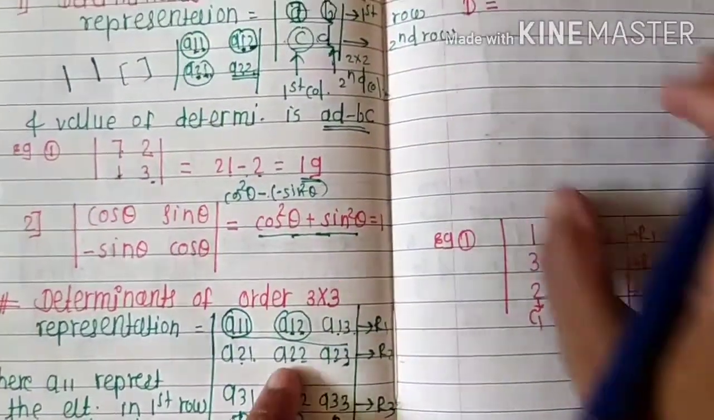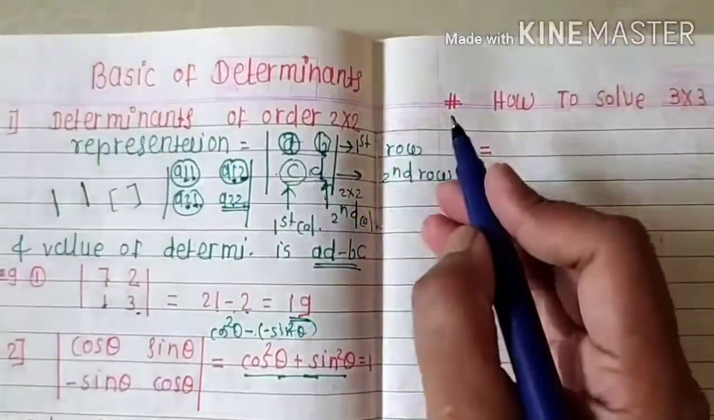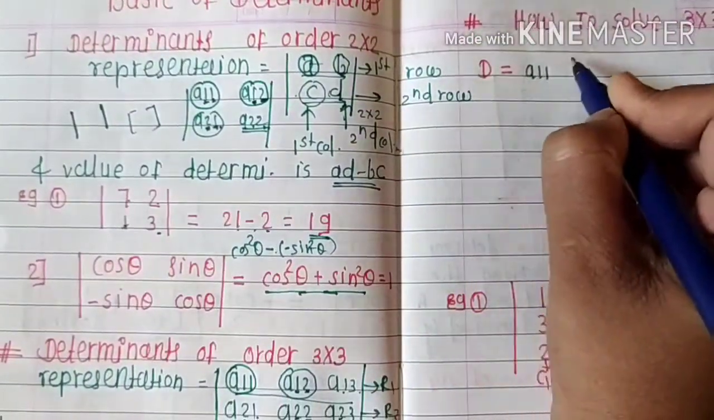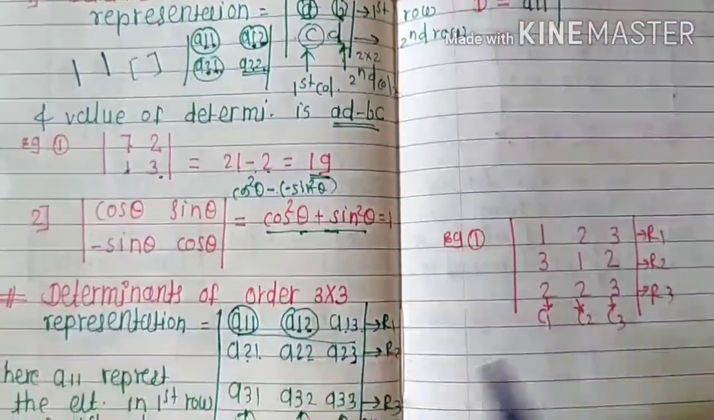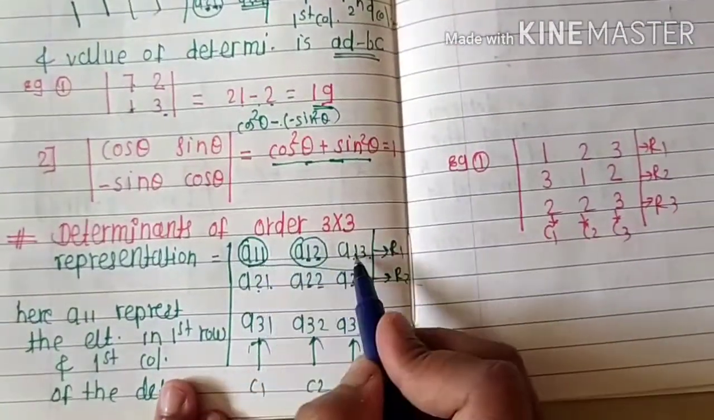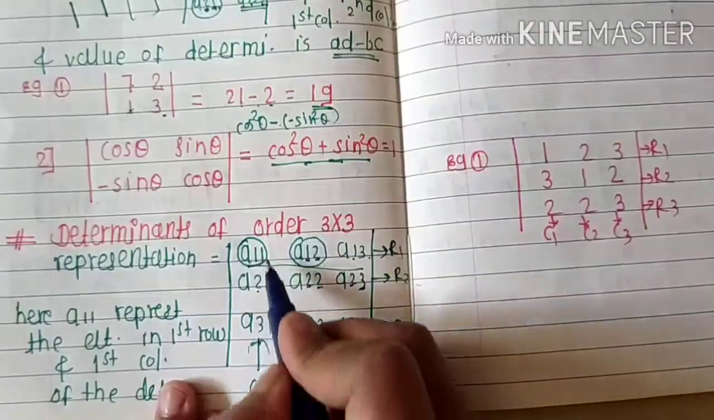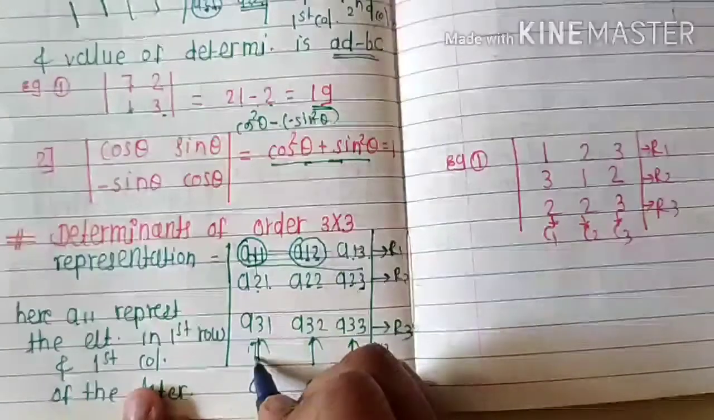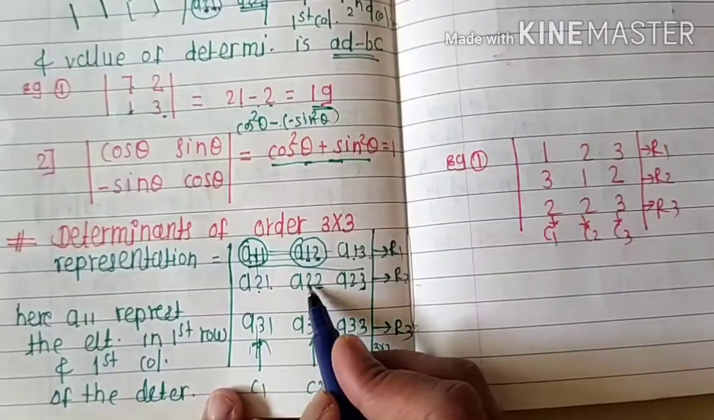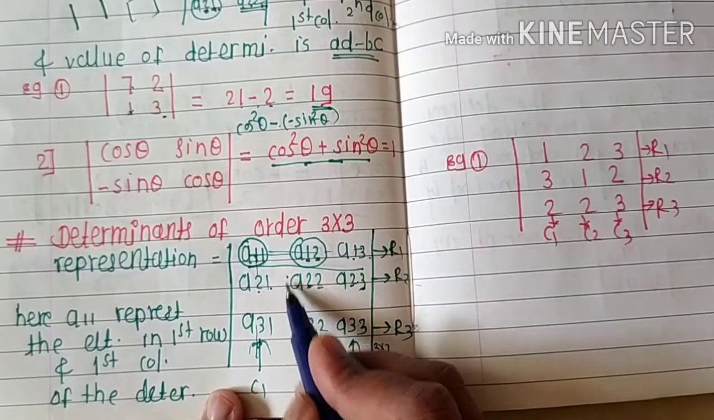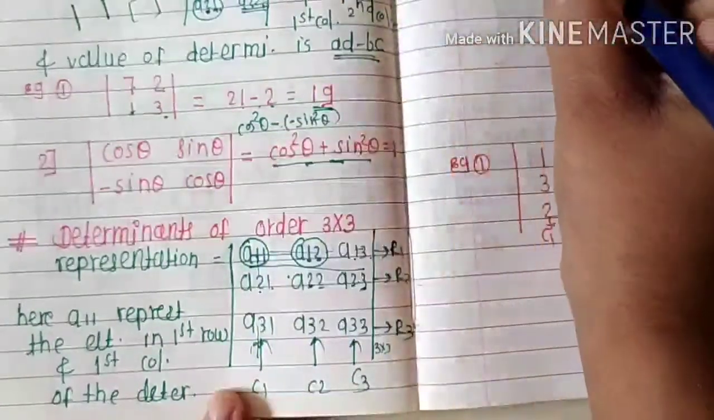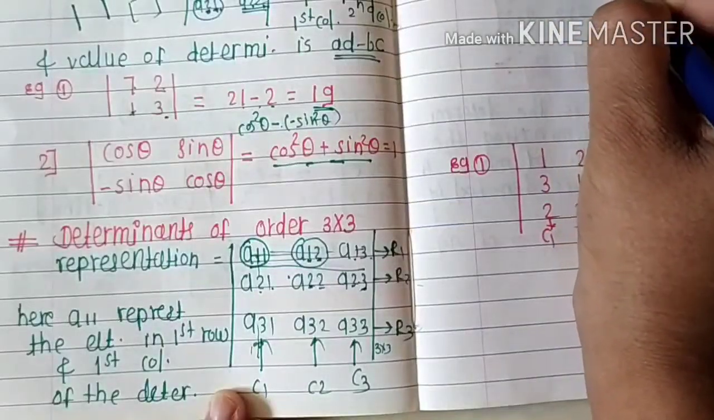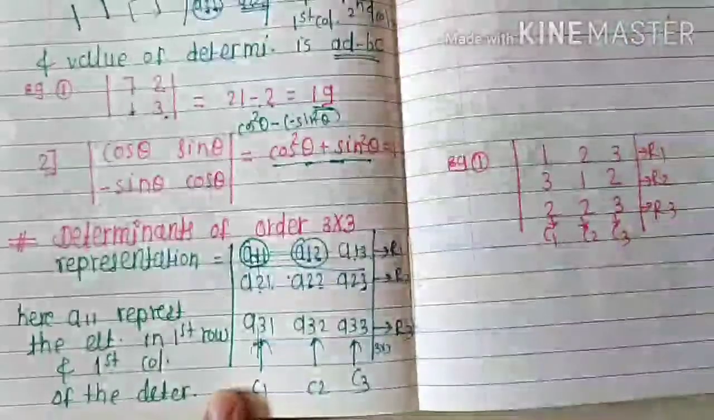How do we solve it? We take A11, the first element in the first row. In which row and column it is present, we eliminate that row and that column. Then what remains is only a 2 by 2 determinant: A22, A23, and so on.